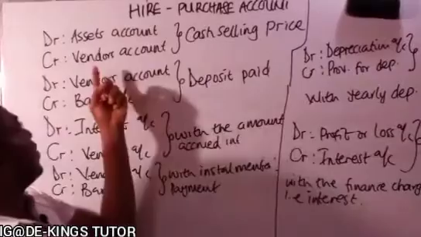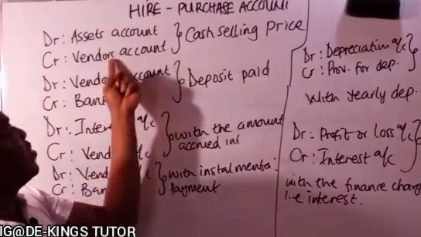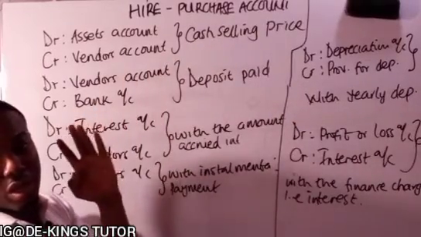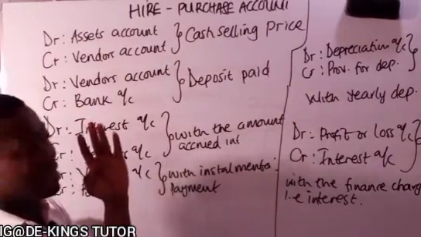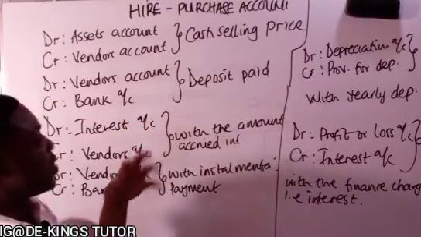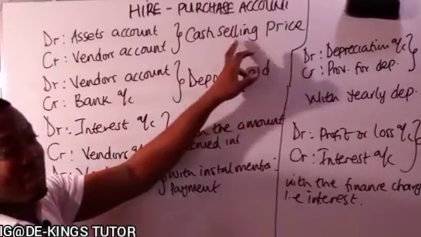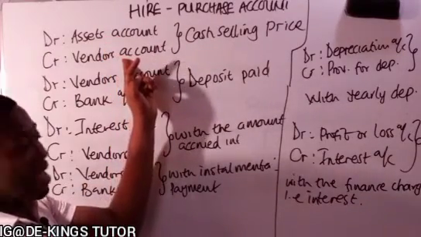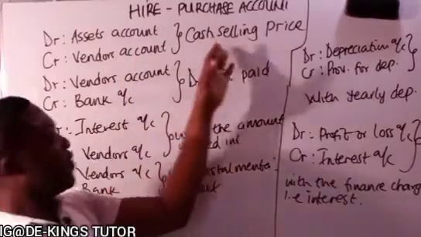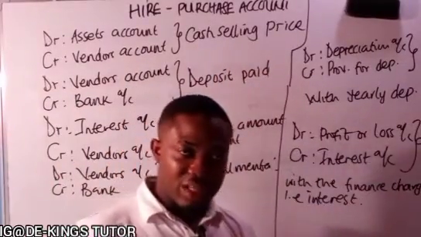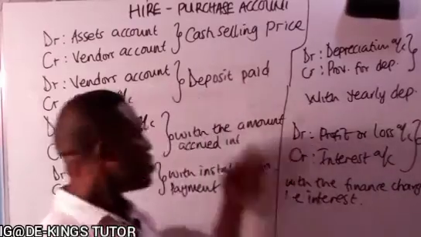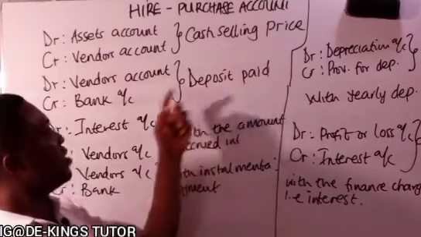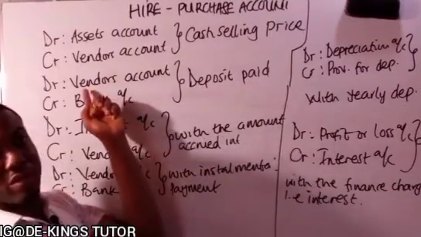Now we'll say the first one, when the car selling price is known, and the car selling price involves the gross profits and the cost. When you add them together, you get the selling price. So for the selling price, you debit the asset account and credit what? The vendor's account. Okay, so when they've known the selling price, an initial deposit has to be made. So when you pay the deposit, you debit the vendor's account since they're receiving it.